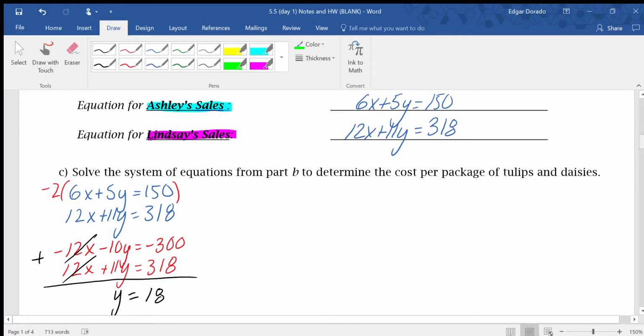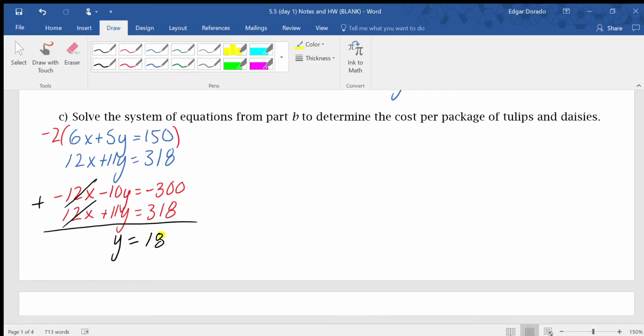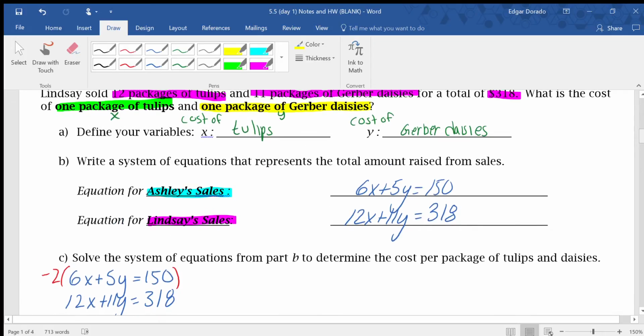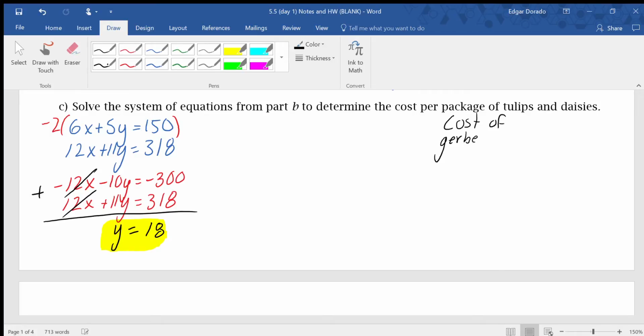Let me double check something real quick. This right here is my y. So let's check back up here. What was my y again? Y was my cost of Gerber daisies. So we would say here on the side, cost of Gerber daisies equals $18.